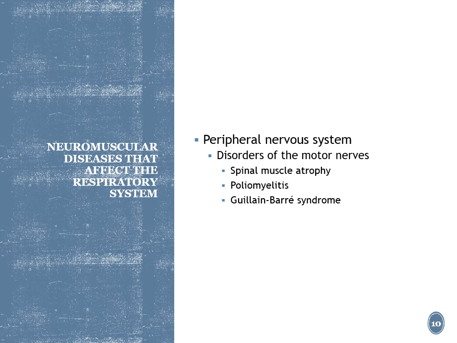SMA type 3, Kugelberg-Welander disease, is the mildest form of SMA. Affected patients are able to stand and walk independently and have a much slower progression of muscle weakness compared to type 1 and type 2. Poliomyelitis is an infection, or polio. It is caused by the polio virus and was one of the most dreaded childhood diseases of the 20th century in the United States.